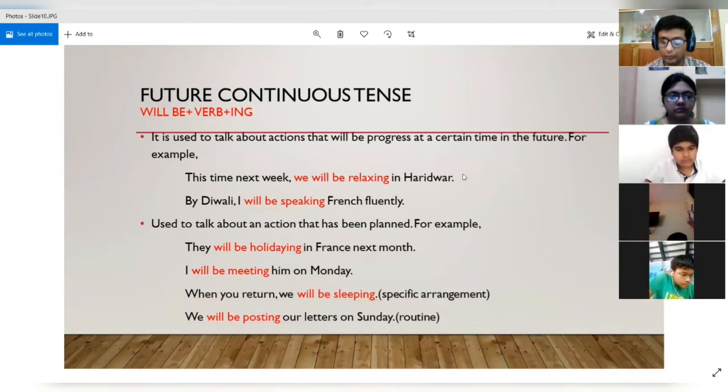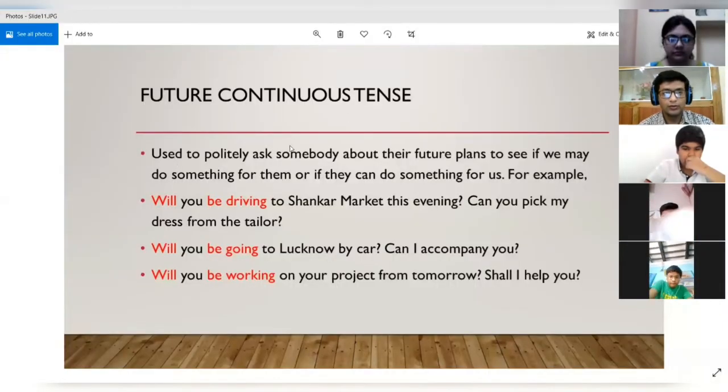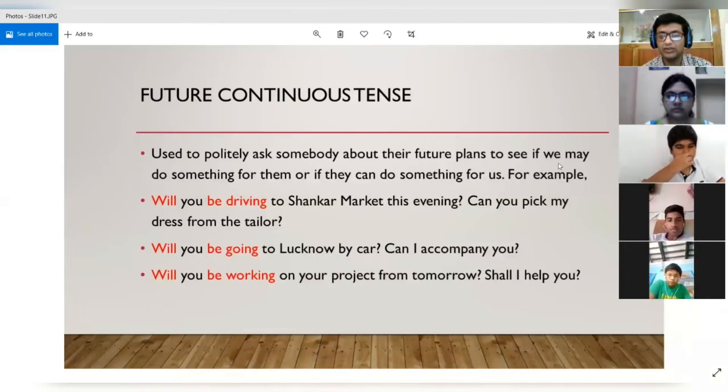I think there is one more use also, and then we can solve the exercise. Okay. So now we will see the last use of future continuous. It is used to politely ask somebody about their future plans to see if we may do something for them or if they can do something for us. So we politely ask questions. All right, whether that person can do something for us or we can do something for that person.